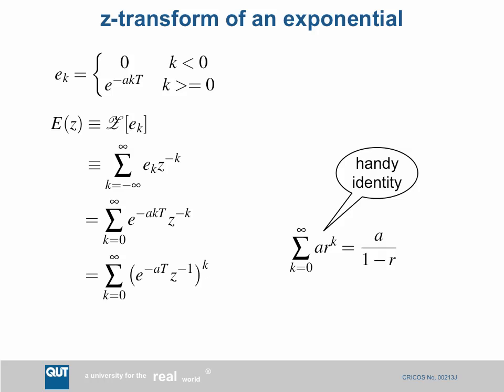We plug in what we have raised to the power of k, that would be equal to r in the handy identity. Plug that into the identity, we get an expression like this. We multiply top and bottom by z, and we have the form z over z minus e to the minus at. Look that up in the Z transform table, and that's exactly the result that you will see. So we've derived another Z transform.